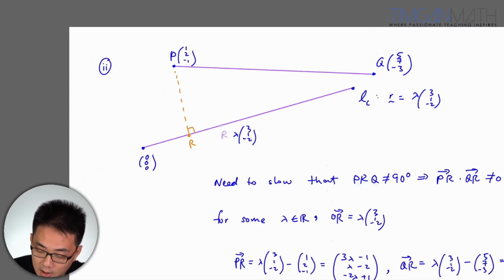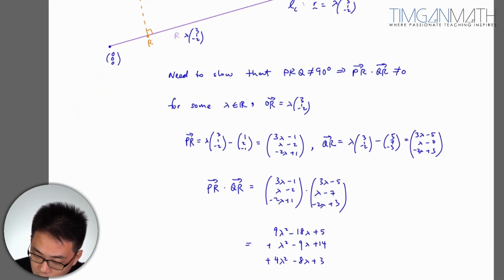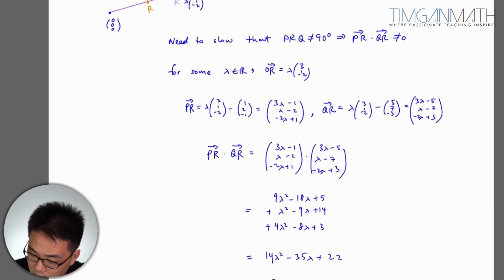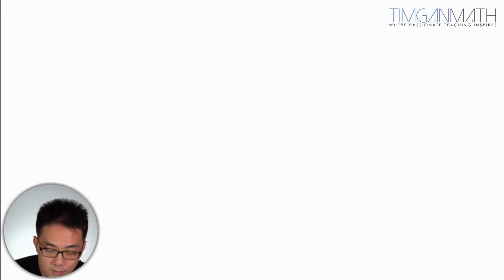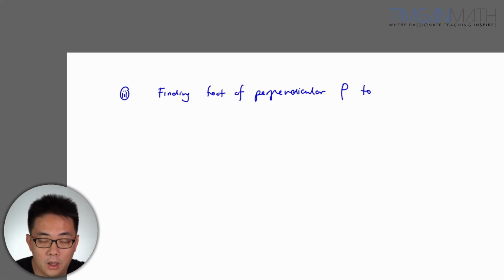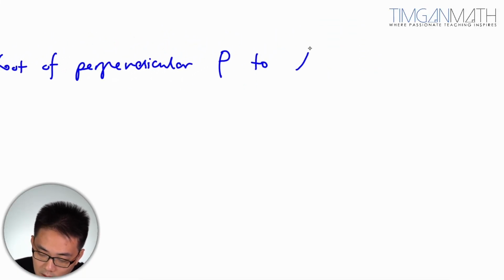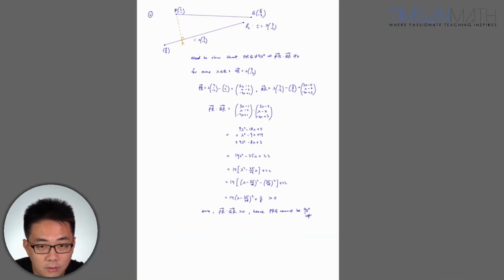Okay, that's pretty okay. I think just find the foot of perpendicular. You could use mod PR and differentiate it, but I prefer to use a dot product. Not sure which one is faster, but I'm just going to use a dot product. So basically part 3 is finding the foot of perpendicular from P to line C. We found PR just now.